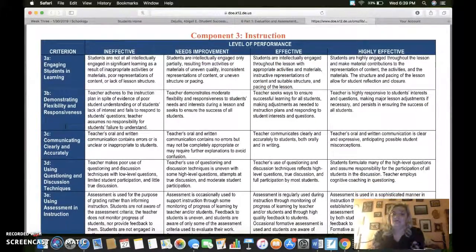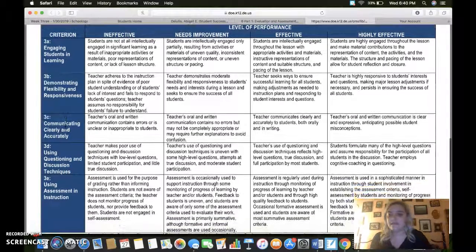Instruction. Engaging students in learning. This again goes into just enabling learning that enables learners. So helping your students become more interactive in your lessons by building lessons that are geared towards individual learners. You're demonstrating your flexibility and responsiveness. Also, when you're doing that, it's not easy to teach 18 different learners, but as teachers, you have to be flexible enough to be able to do that because every kid is different and has different needs.